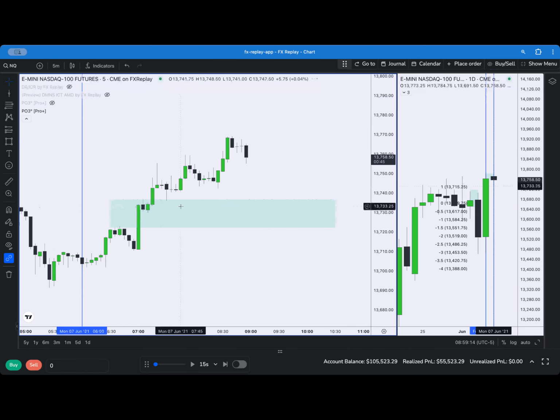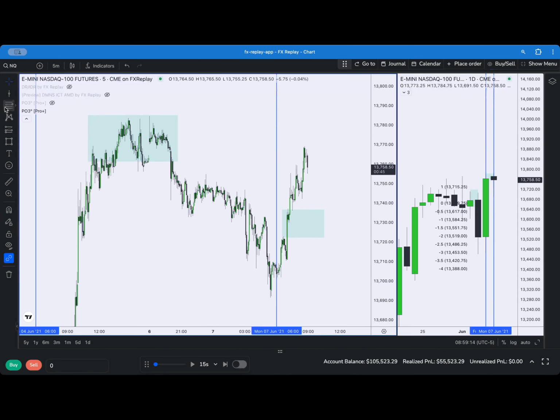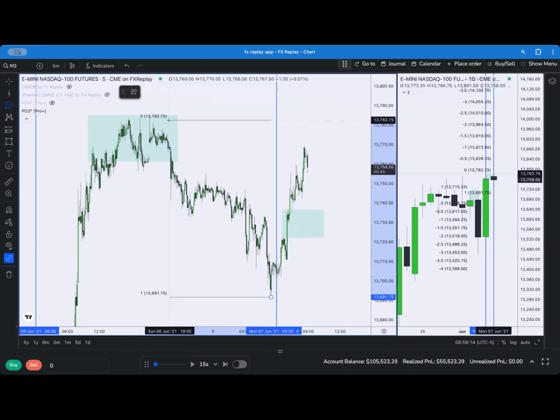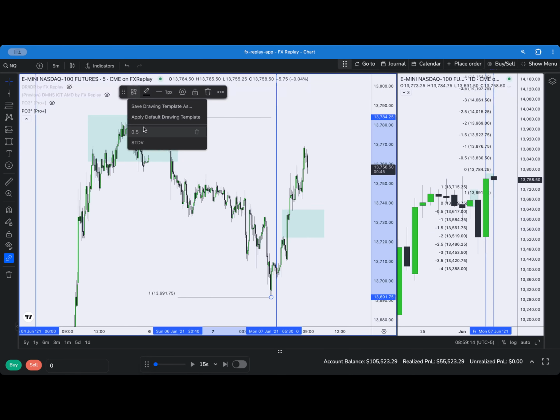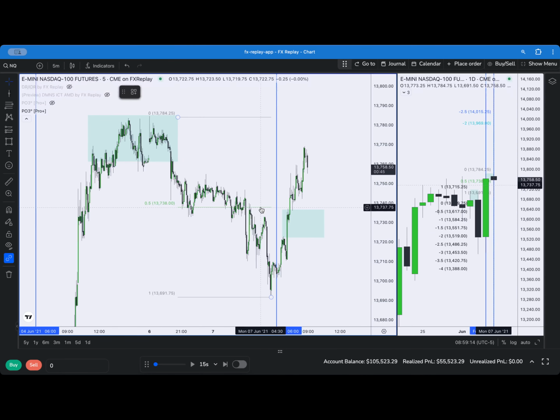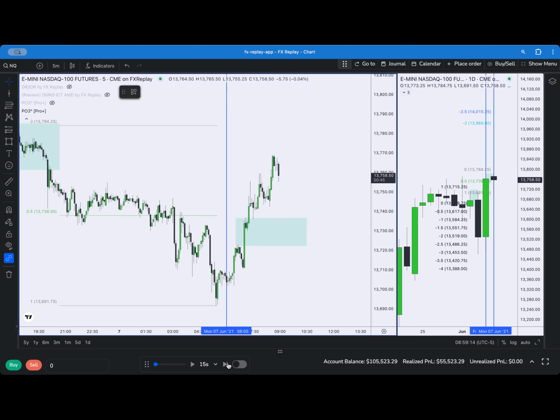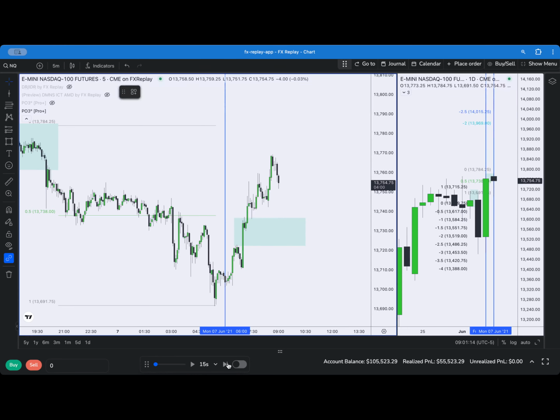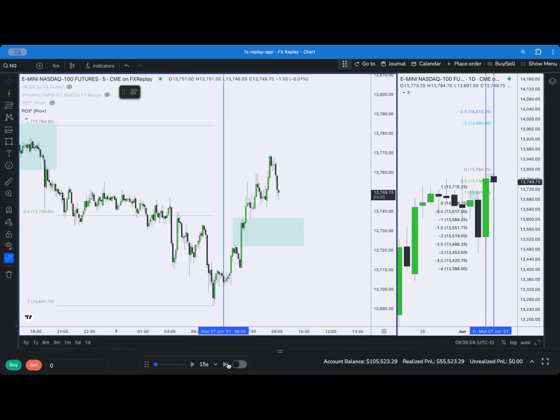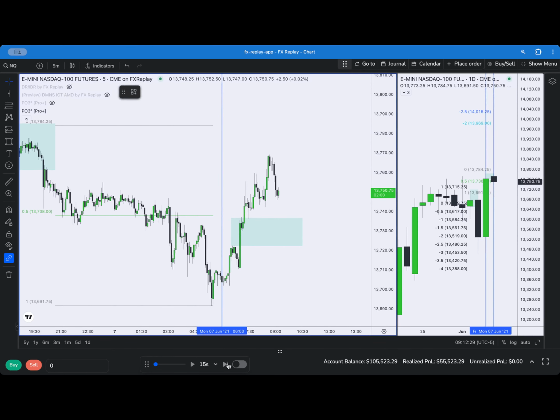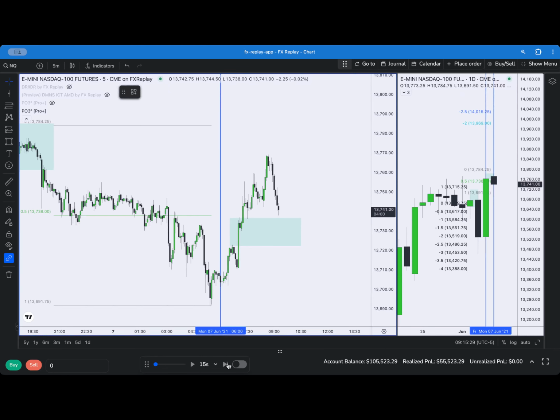I just want some sort of discount. It doesn't have to come into discount of this leg. It just has to come into discount of the general. Yeah. So let's see if we can get some sort of discount here. Sweep of a low, maybe. Come on, give me something.